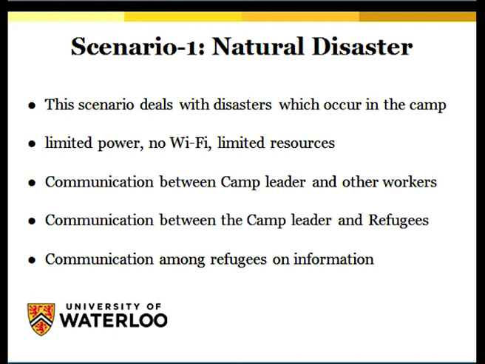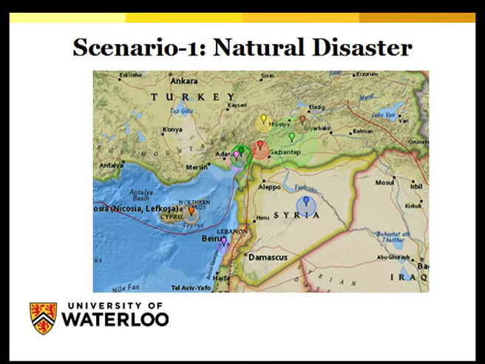Scenario 1 deals with natural disasters which occur in the camp. In this scenario, we have limited power, possibly no Wi-Fi, and limited resources. The key communication in this scenario is between the camp leader and other workers, the camp leader and refugees, and refugees amongst each other. As seen in the map below, our scenario takes place in Syria, as indicated by the blue circle on the map.